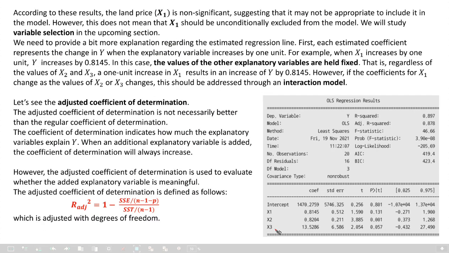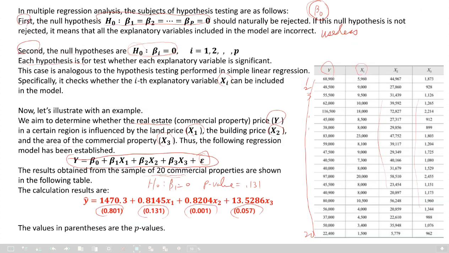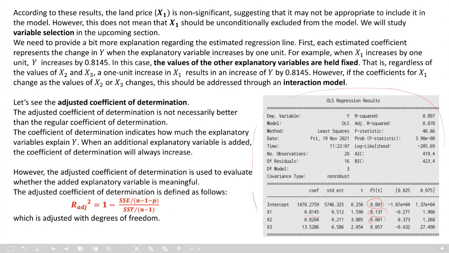I use the result of a computer program. Here is the intercept 1470.27. Okay, x1 beta 1 hat 0.8145, beta 2 hat 8204, 13.5286, and their p-values here 0.80, 0.131, 0.1001, 0.057. You see the result. This estimated equation is from the result of computer work.